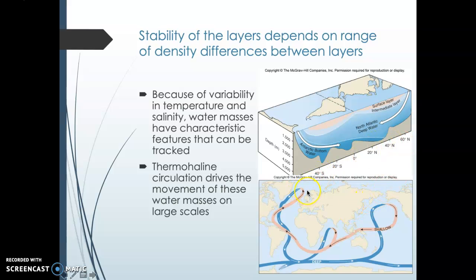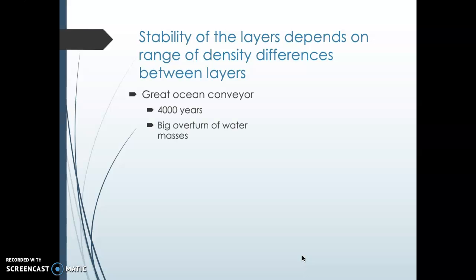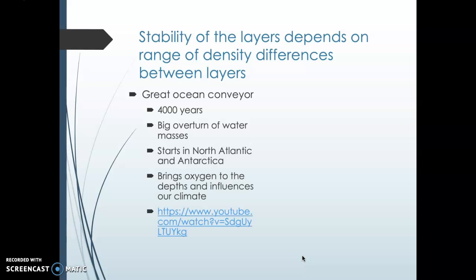So it starts up here in the North Atlantic or down here in the Antarctic bottom water. And that cold water moves along towards the equator and then comes up as it gets displaced by water coming in behind it. This is what we call the Great Ocean Conveyor, and it creates a big overturn of water, again, that starts in the North Atlantic and Antarctica, and brings oxygen to the depths and also greatly influences our climate.